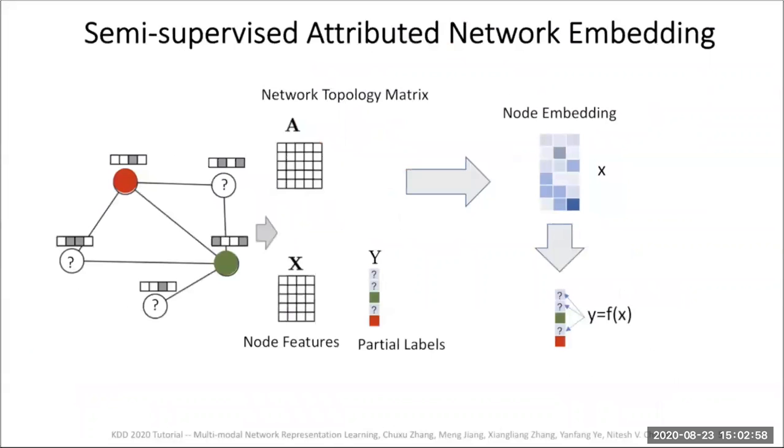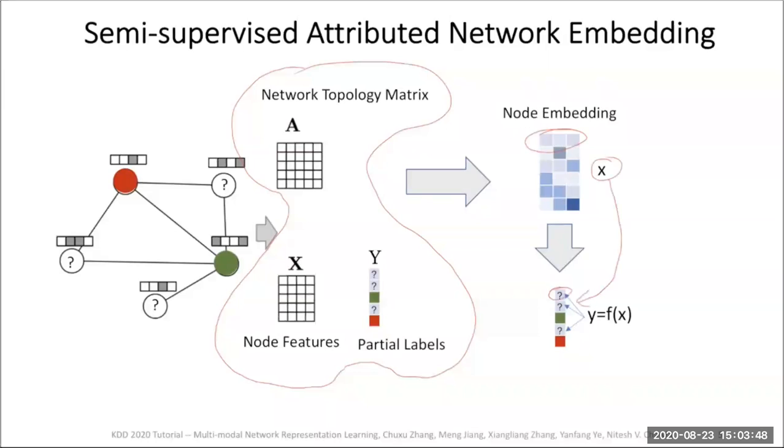Semi-supervised attributed network embedding introduced labels in the embedding process. As we can see in this graph, we have 2 nodes with labels in the red class and in green class. And our target is to predict the labels for the other unlabeled nodes. That is saying, we have the attributed graph represented as network topology matrix A, node feature X, and the label vector Y. We will learn node embeddings for the nodes with the help of the Y. And the learned embedding X will be used for doing classification to infer the labels for the unlabeled nodes.